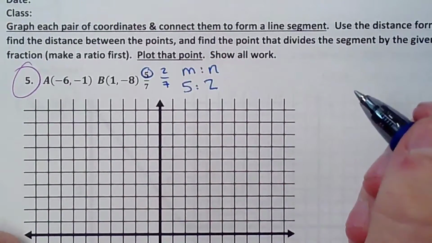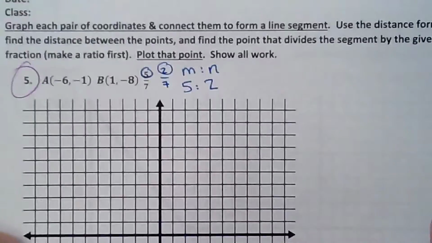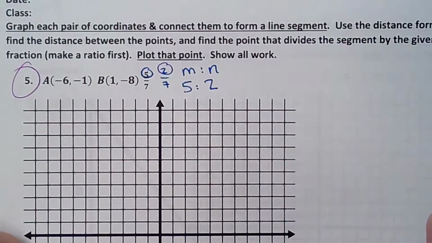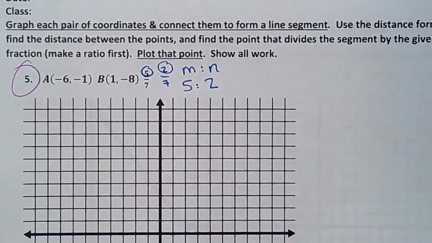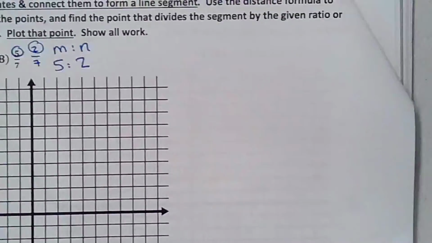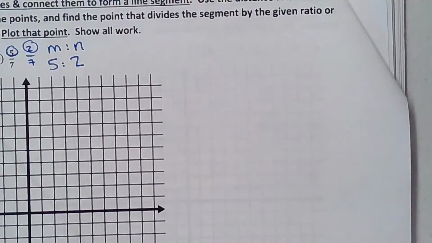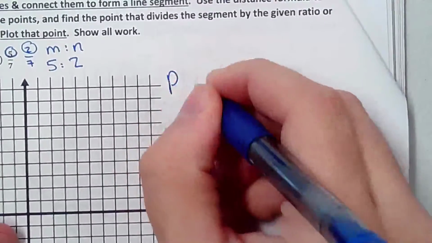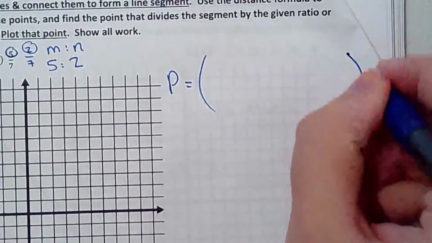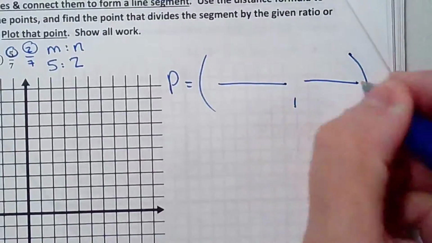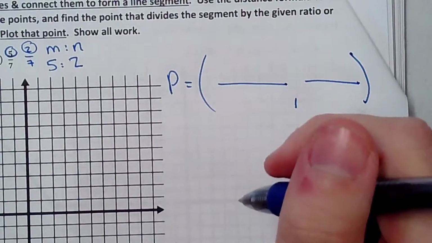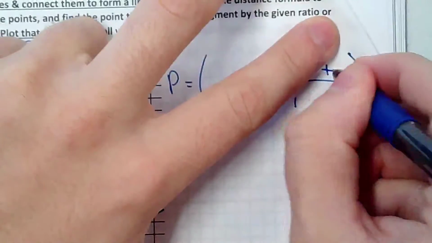That makes 1. So the 5 and the 2 come from here and here. Now we're going to use section formula. Remember, section formula says we're going to average the x values, and we're going to average the y values. Average means add them up and divide by the number of pieces, right? So we're going to add them up and divide by the number of pieces.